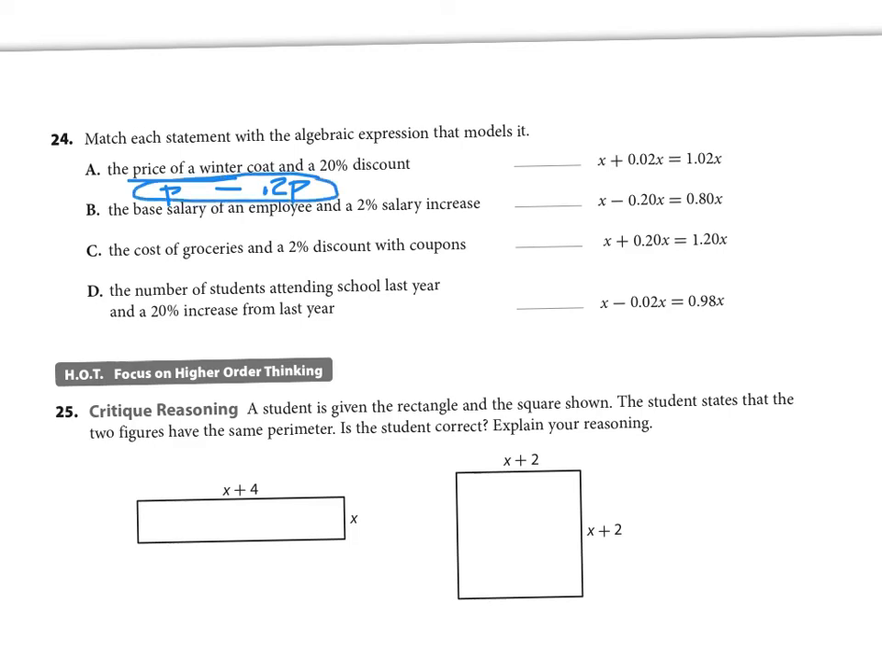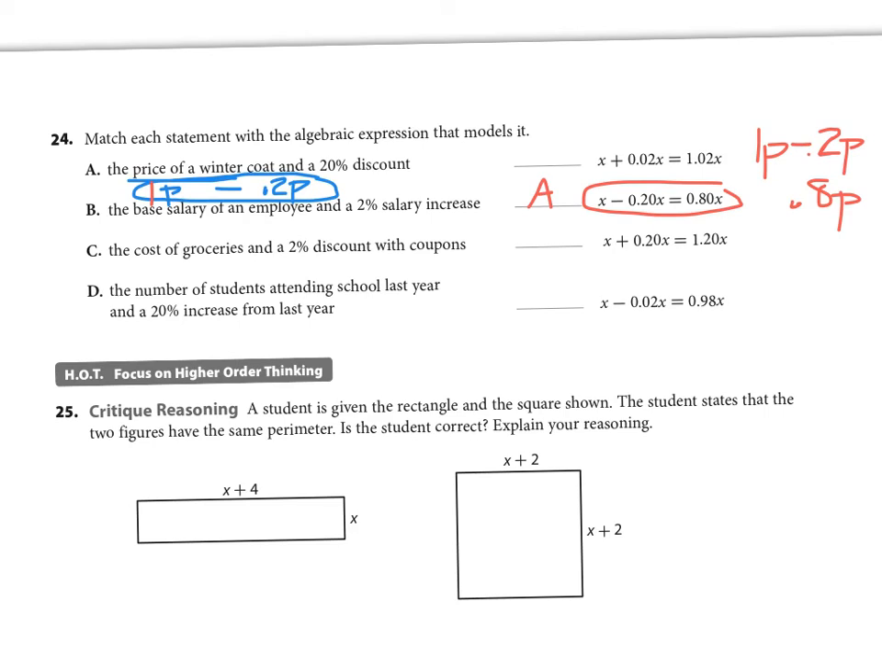P minus 0.2P. Now, what is actually in front of this P? Well, there's a 1 there. We don't write it, but remember it's assumed to be there. So if I do 1P minus 0.2P and I subtract those, that would give me 0.8P, which is that one right there. So in this particular case, that would be A. And they're using X, I use P.